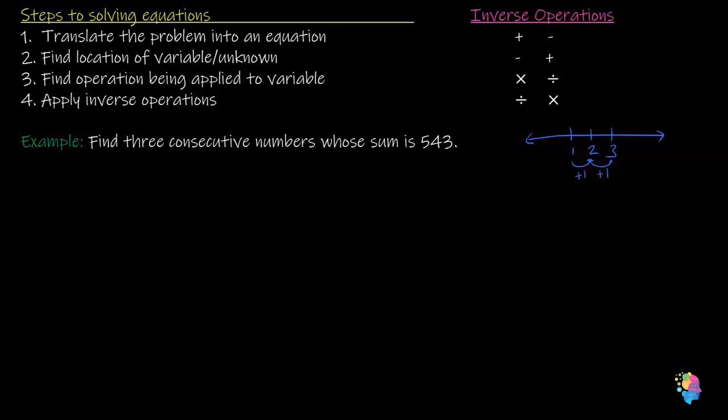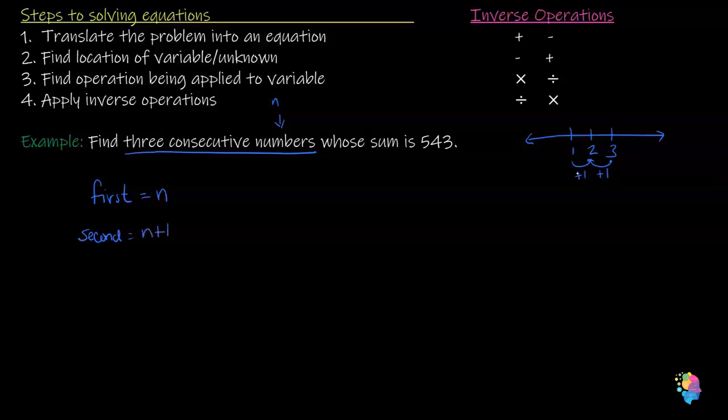So then the way we're going to think about this is if I want 3 consecutive numbers, but they don't tell me what number to start with, I'm going to use n to represent the first number. Because consecutive numbers are found by adding 1 more to the number we started with, the second number will be n plus 1, and the third number will be n plus 1, that's the previous, plus 1 more, that makes it n plus 2.